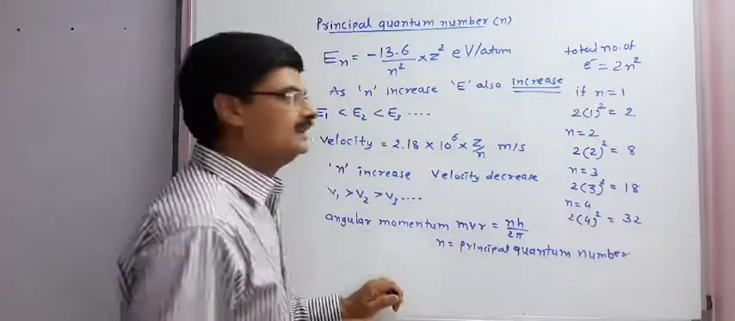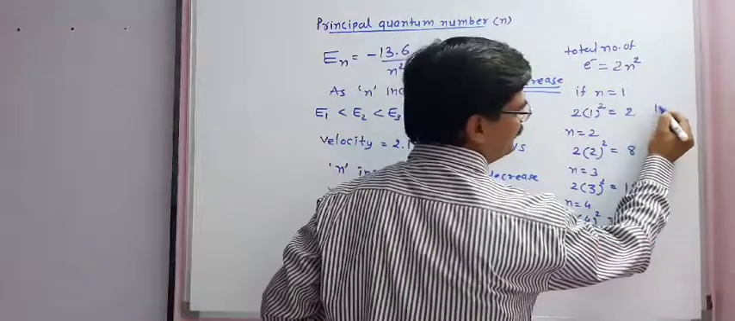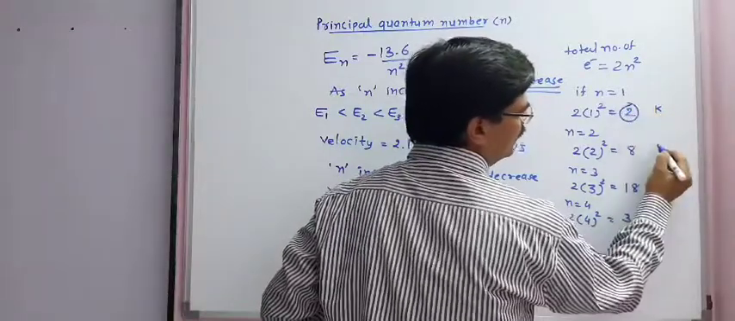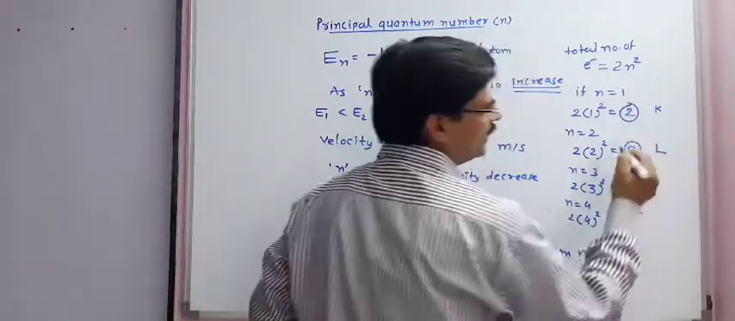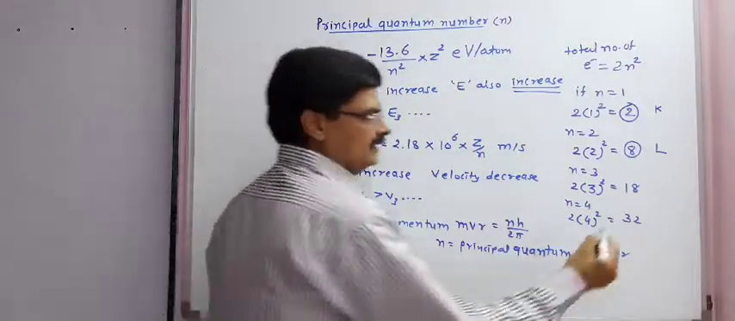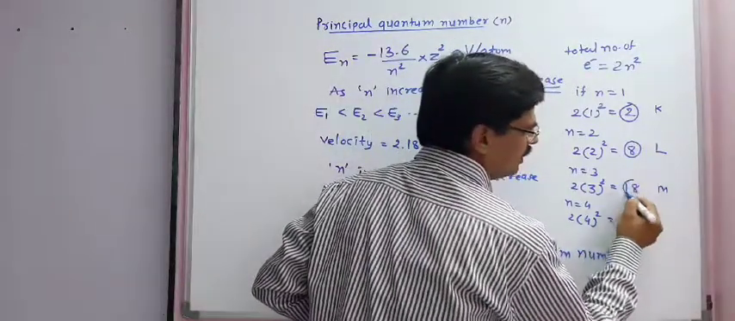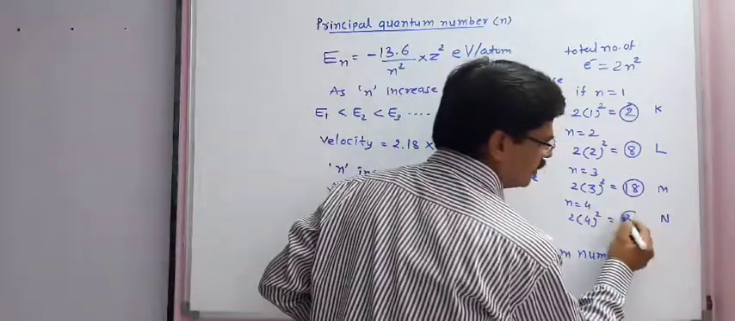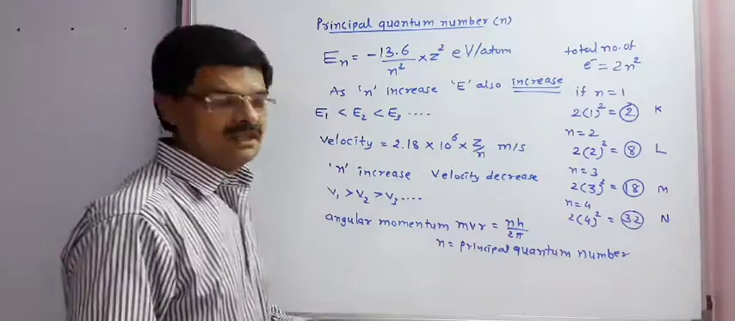So we can say that in shell K, total number of electrons are 2. In L, total number of electrons are 8. In shell M, total number of electrons are 18. And in shell N, total number of electrons are 32.